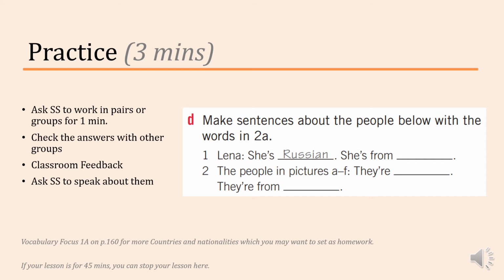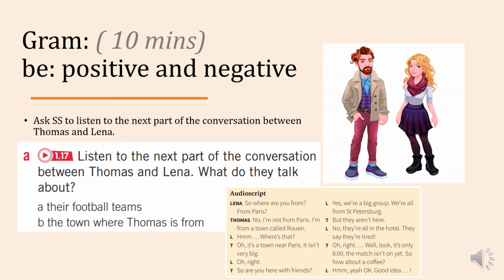You can also ask students to write about themselves. Students may make mistakes with "from". Either they drop it out completely or use it with both country and nationality. Do error correction accordingly. Play the next part of the conversation for students to answer the question. You may wish to pre-teach the word "match". Check the answer as a class.